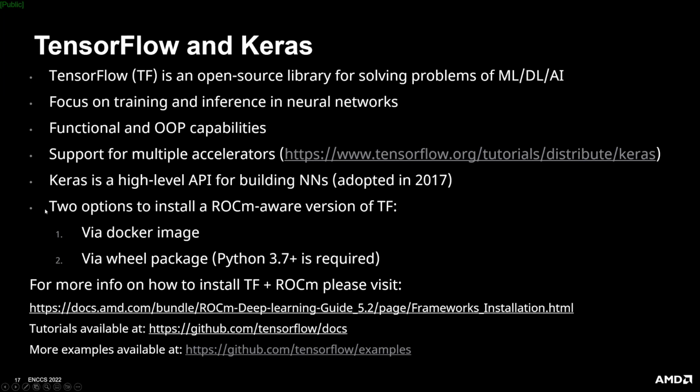As I said, we have two options to install a ROCm-aware version of TensorFlow: via Docker image, which we are not going to do today, and via wheel package, which requires you to have Python 3.7 or above. We're not going to build it from source, so it's not even listed. This is very important if you want to build it. Depending on the cluster, you have to get the right version here. Instead of 5.2, you may want to use 5.3 or 5.1 or 5.4 as soon as it gets updated, because it has been released a couple of days ago.